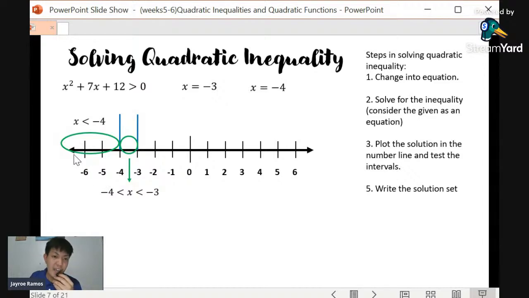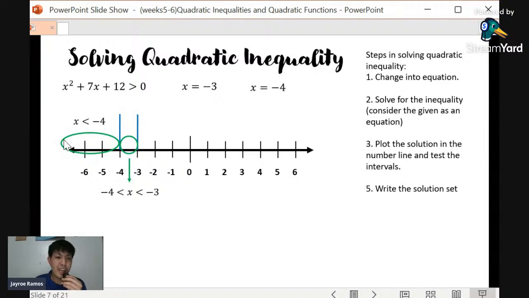Huwag po kayong malilito ha. So ulit. Yung may bilog, pagitan ng -3 and -4. So pagitan ng -3 and -4, try to imagine that. So ibig sabihin, ang x natin is greater than -4 but less than -3. Dahil nasa pagitan siya ng -3 at -4, syempre ang ating x ay mas malaki sa -4 pero mas maliit sa -3.